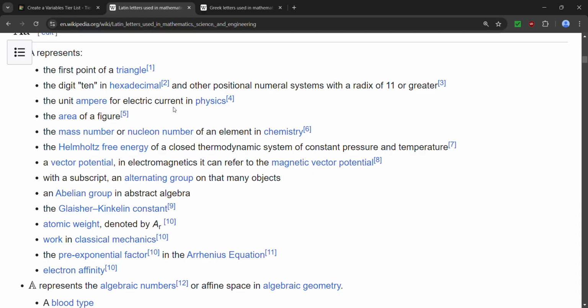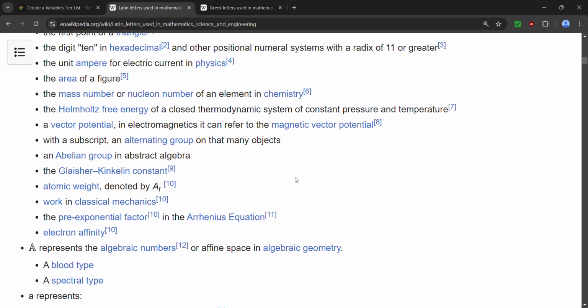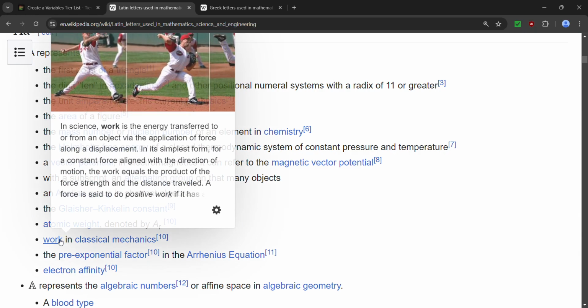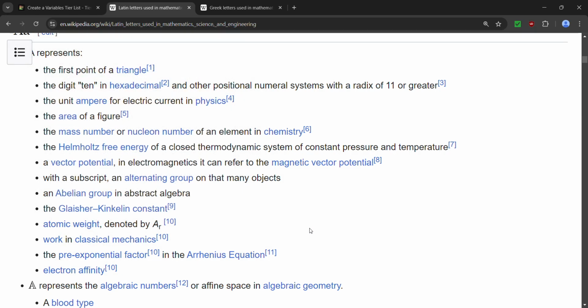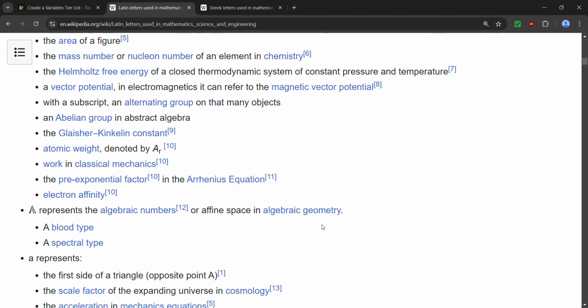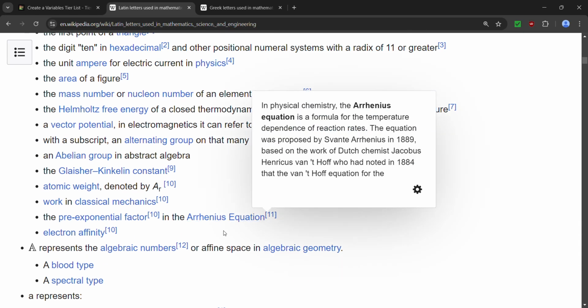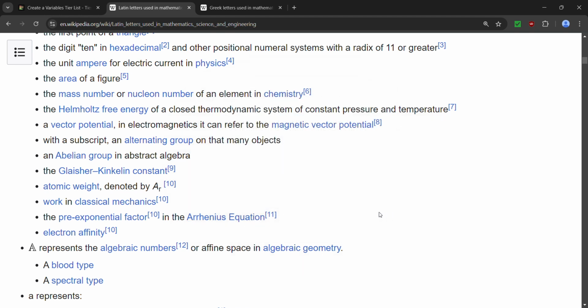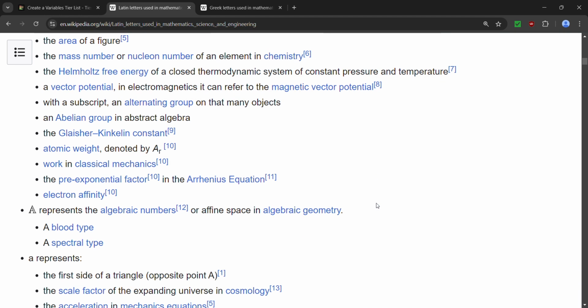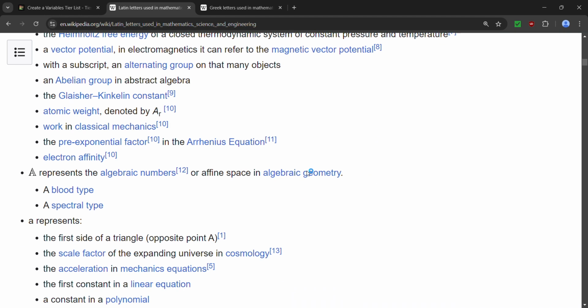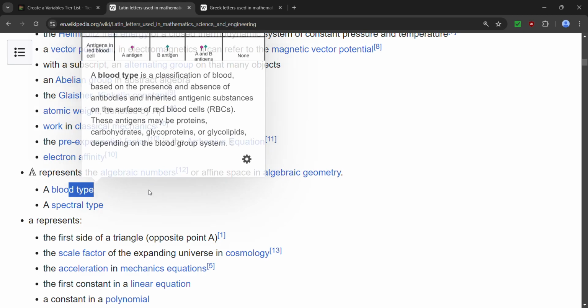Mass number or nucleon number of an element. I like that. That's a good one too. I'll speed through the rest of these. Anything else too important? Work in classical mechanics. I'm not gonna lie, I've never seen that. I always just use W for work, so I don't really get that one. The Arrhenius equation. I think that's important in chemistry. I haven't really used that one, but I'll give it some points for that. A blood type. That does not count.